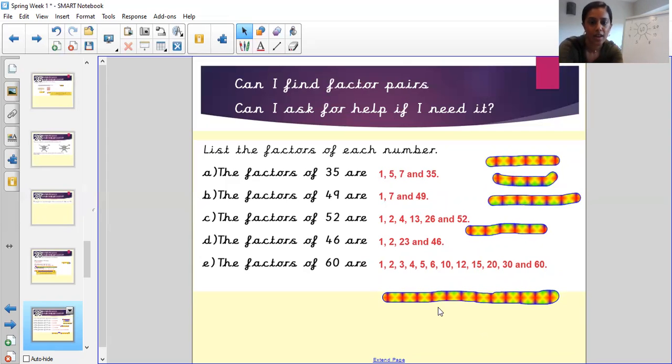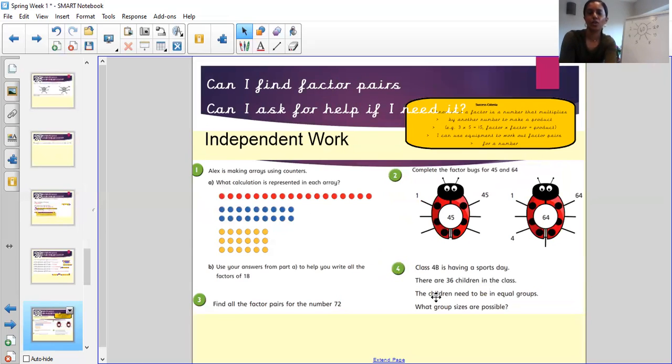Wow, there are lots of factor pairs in 60. So there we have it, guys. And finally, to finish off our lesson for today, this is your independent work. So if you work through these questions 1, 2, 3, and 4, you've got 4 challenges to complete today. Remember to take your time, pause the video, carefully count the arrays when you're looking at it, and carefully go through your times tables. It might be useful for you to use a times table book or your times tables that you've written up from 1 to 12, or just your brains if you've learned all of your times tables, just to help you do the factor pairs.